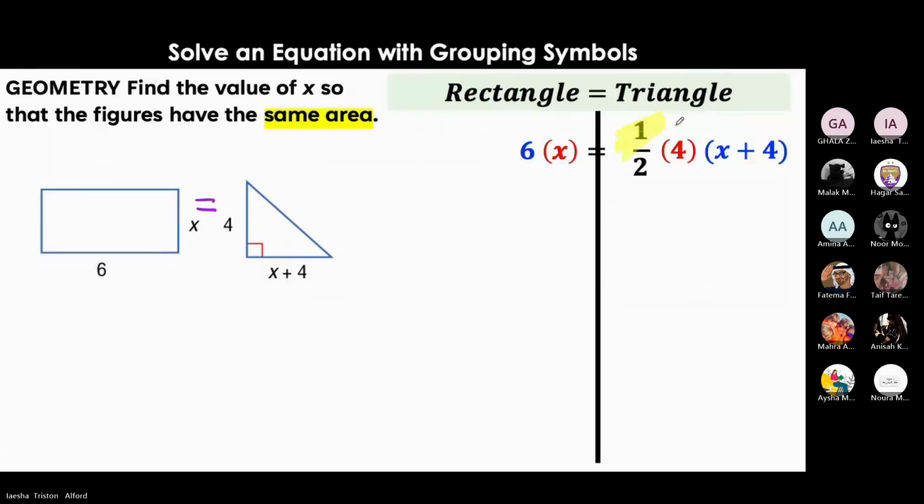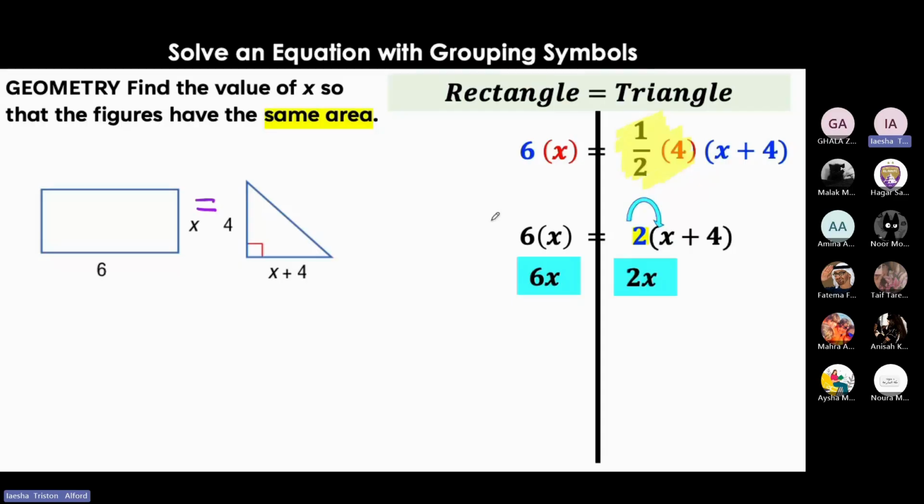Remember here, we want to do this. Multiply this. 1/2 multiplied by 4 equals positive 2. From here, we want to take the parentheses and multiply. 6 times X makes positive 6X. Positive 2 times X is positive 2X. Positive 2 times positive 4 is positive 8.